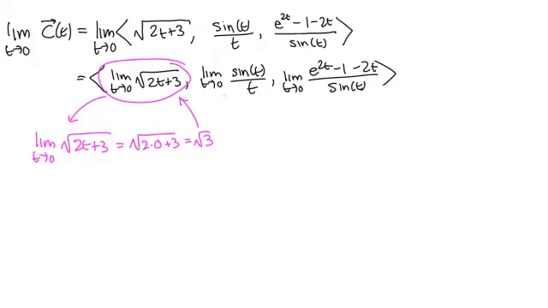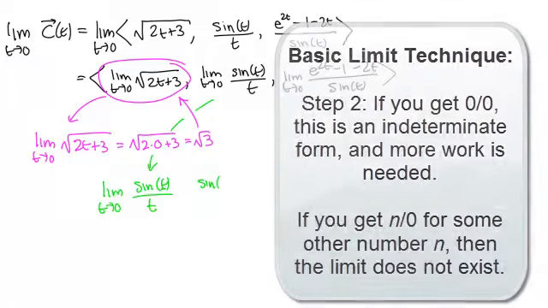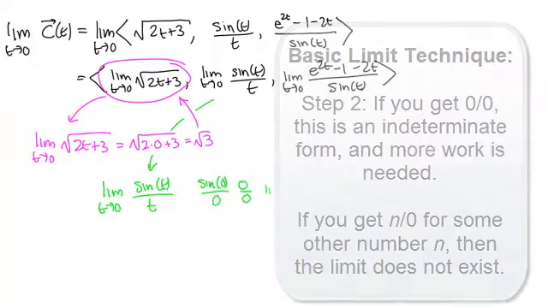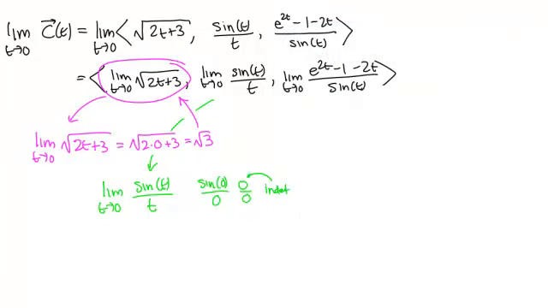Now let's focus on the second bit. If we take the limit as t tends to 0 of sine of t over t, and we plug in, we get sine of 0 over 0, which is 0 over 0. That's not a real number, so I can't give you an answer just yet. In fact, this is an indeterminate form. However, it's precisely the kind of indeterminate form that you can use L'Hopital's rule on.